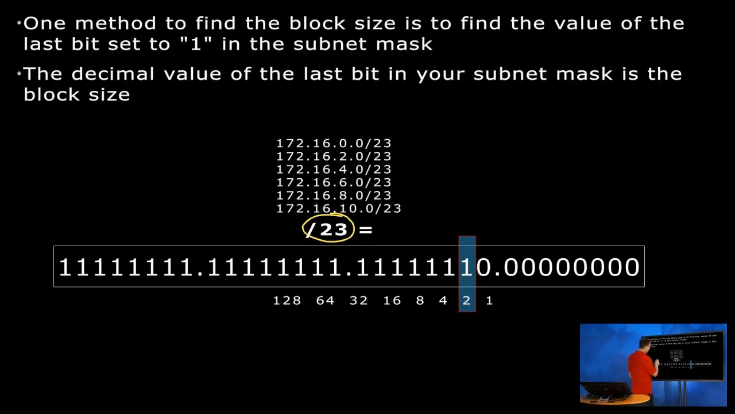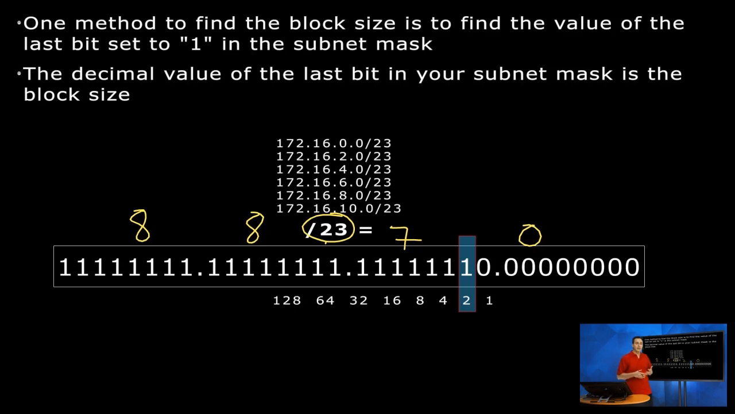So I have 8 here, I have 8 here, and then I have 7 over here, and I have 0 over here. So that's ultimately what it's telling me. 8, 8, 7, 0. That's what /23 is telling me. As a result of that, I can easily figure out my block size now.